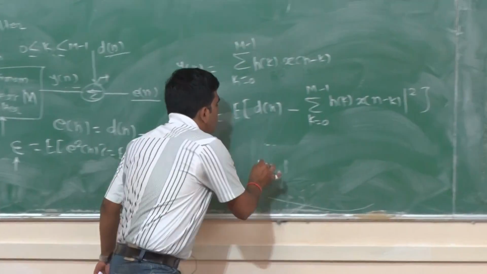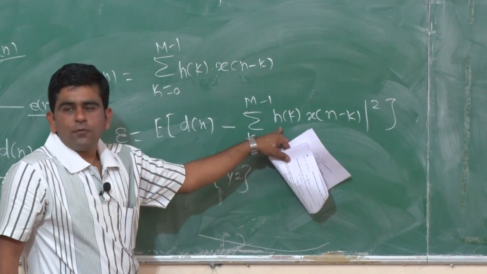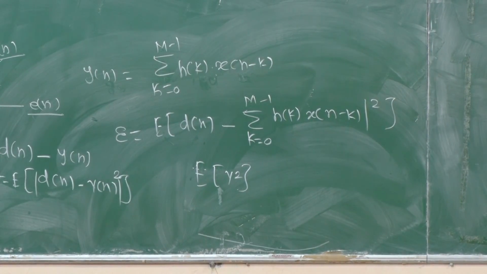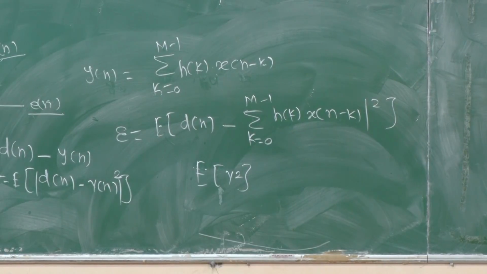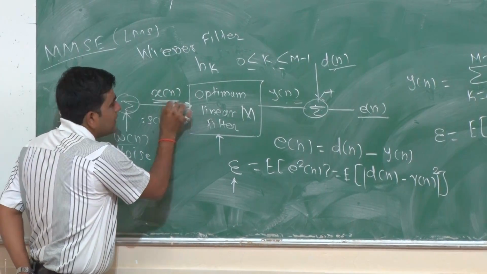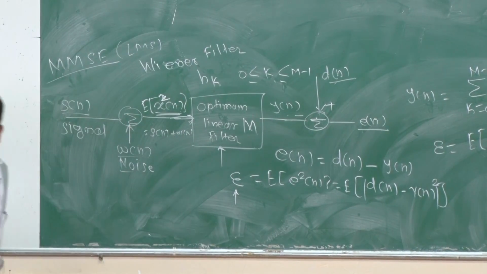Now here, the expected value of y square involves h of k times the expected value of x of n minus k square. This is the input sequence to this optimum filter. So can I say the expected value of x square, what is this one? Is it an autocorrelation? Yes or no?